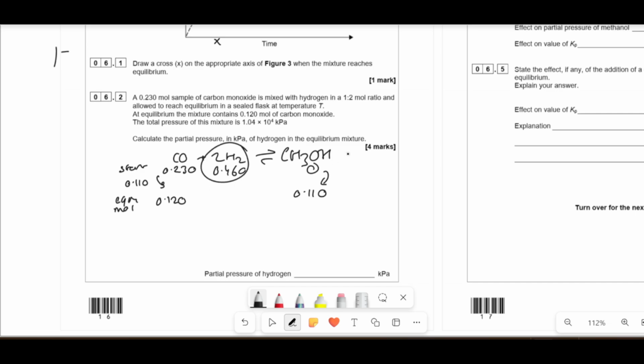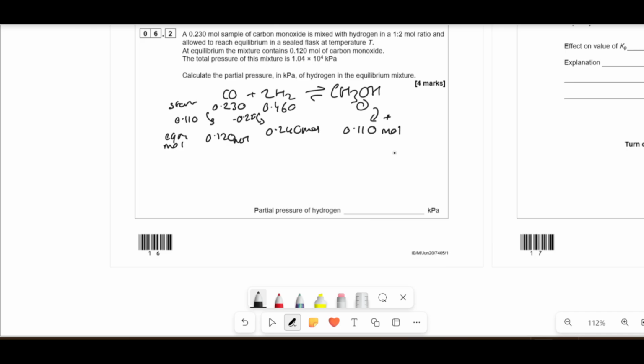Every two of these makes one of those. So if one of these has been made, then two of these must have gone into making that. So if that's gone up by 0.110, this must have dropped by 0.220. So that means 0.460 minus 0.22 gives you 0.240 moles. Because the question wants us to find the partial pressure, we need to find the total moles of everything, which is just all of these added up, which is 0.470 moles.